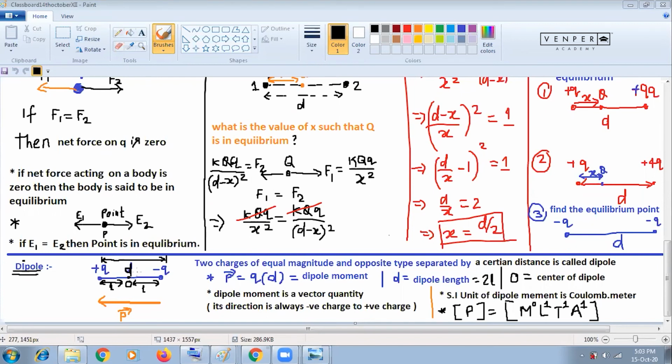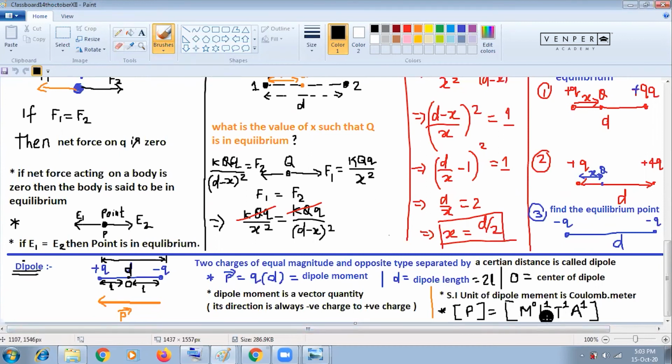A dipole moment is a vector quantity and its direction is always from negative charge to positive charge. Always remember, the dipole direction is always from negative to positive. The SI unit of dipole moment is coulomb into meter, and the dimensional formula is M to the power 0, L to the power 1, T to the power 1, and A to the power 1.